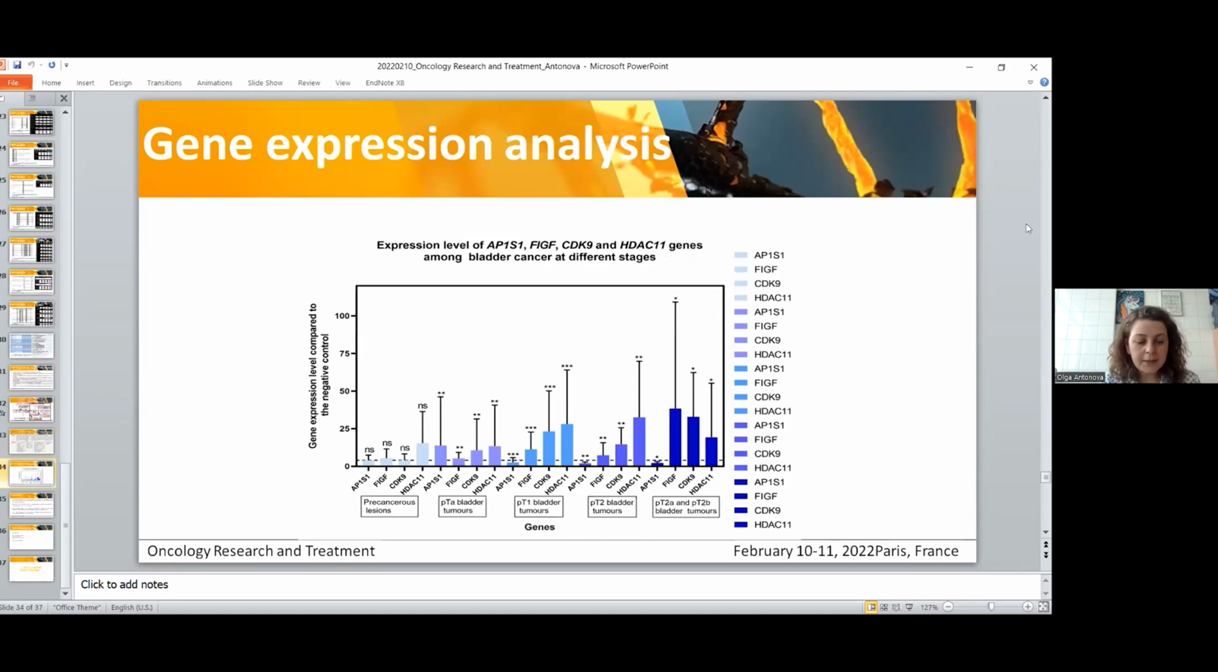So here are the results from the gene expression analysis, and the results revealed 4 to 12-fold change differences in the expression level between pT2, so muscle invasive, and pTa or pT1, so muscle non-invasive tumors, for all of the tested genes except for AP1S1, which is actually involved in protein trafficking by clathrin-coated vesicles.